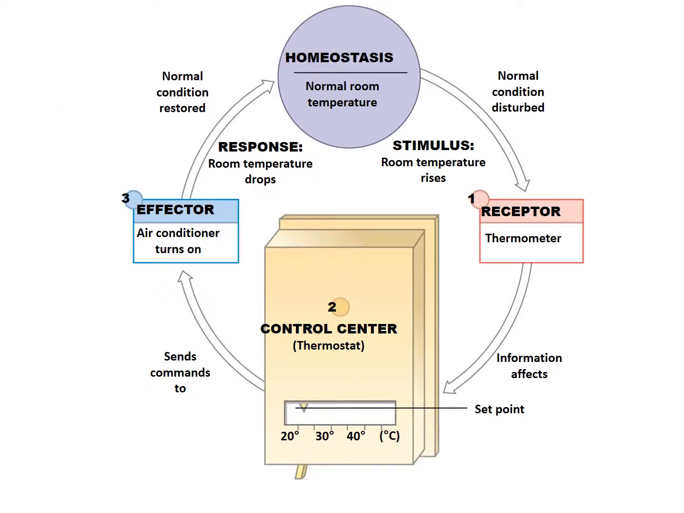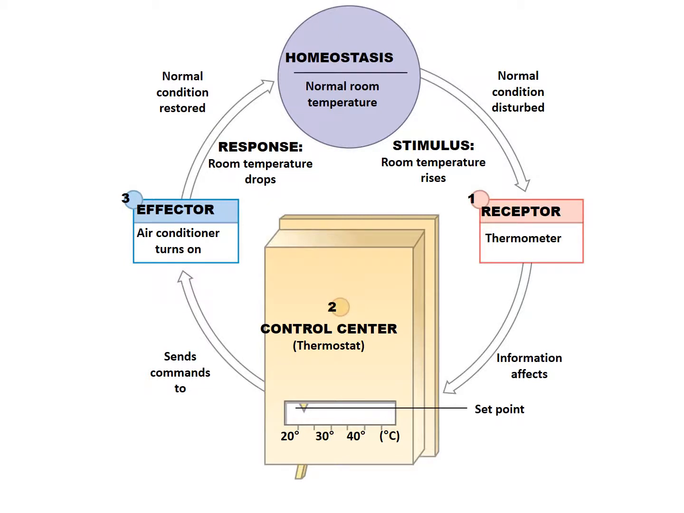Here we actually have our homeostatic mechanism. We'll start at the top circle that says homeostasis. Here we have normal room temperature. Next, our normal room temperature condition is disturbed. The stimulus for this is the room temperature will rise. It's getting warmer in the room.